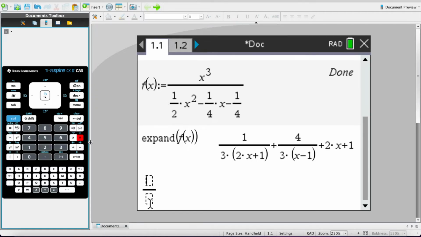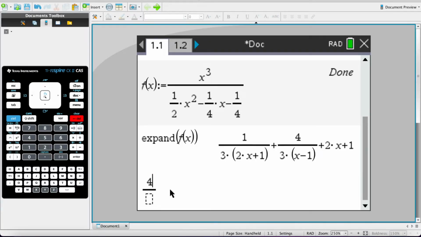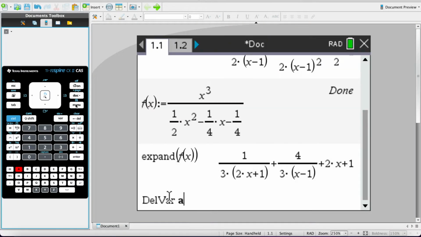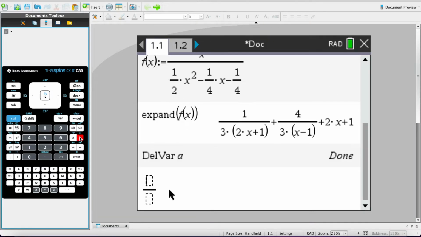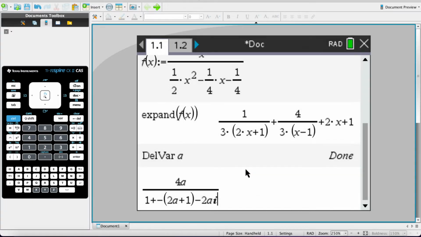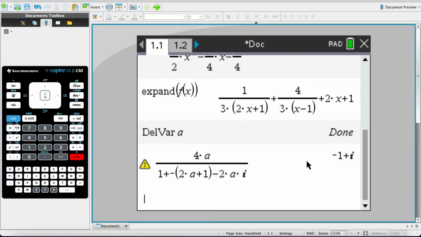So 4a, a is defined as my slider. So 4a over 1 plus the conjugate of z, which would be negative. So I'll just write 1 plus, and then I'll write -2a + 1, and then minus 2ai. And that's -1 + i. So that's the magnitude is √2.